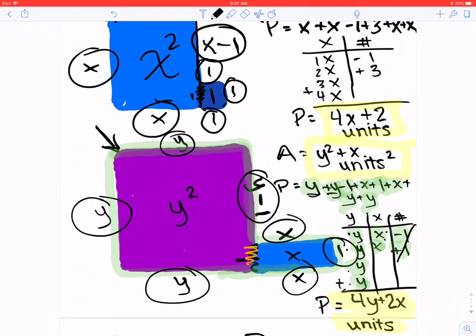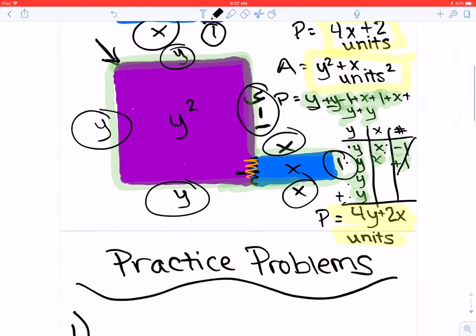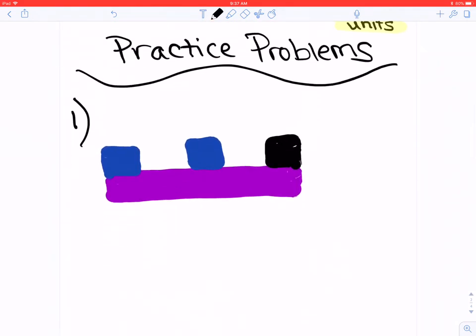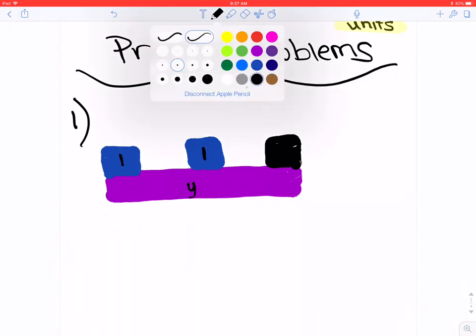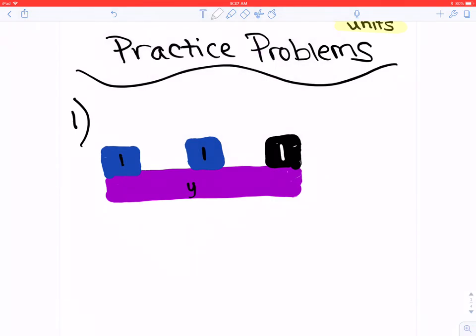All right, let's try 2 problems. Okay, this one looks funny. We have a y tile, a unit tile, and we'll write this in white, a unit tile. So my area is y plus 3 because I have 3 unit tiles. That's done. But my perimeter is going to get a little more crazy.